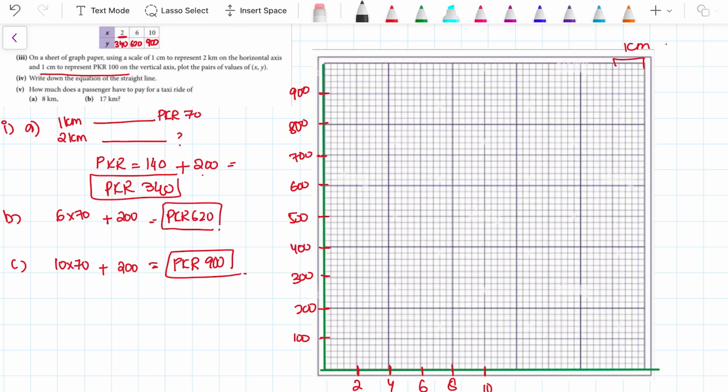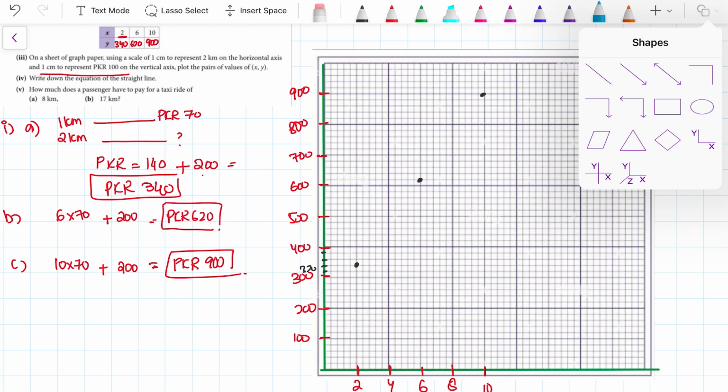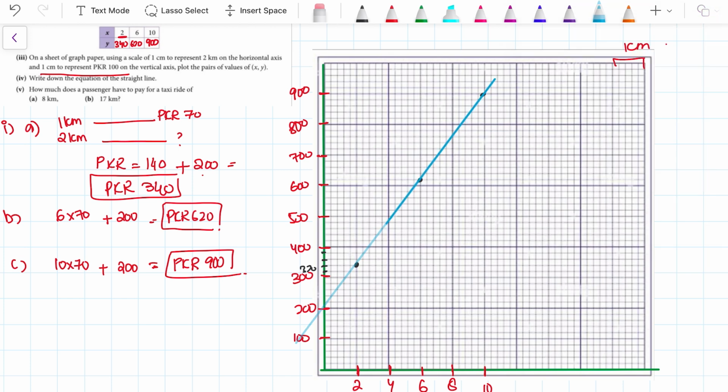Now add 2, it's 340, 320 and 340. So each division is 20, 40, 60, 80. So it's very important to understand what each unit represents. At 6, it's going to be 620. And at 10, it's going to be 900. Now join all these points with a straight line. So you can see even when you have traveled 0 kilometers, your fixed fare is 200.